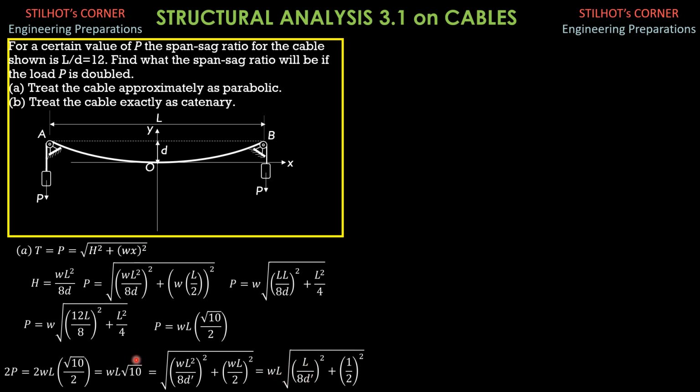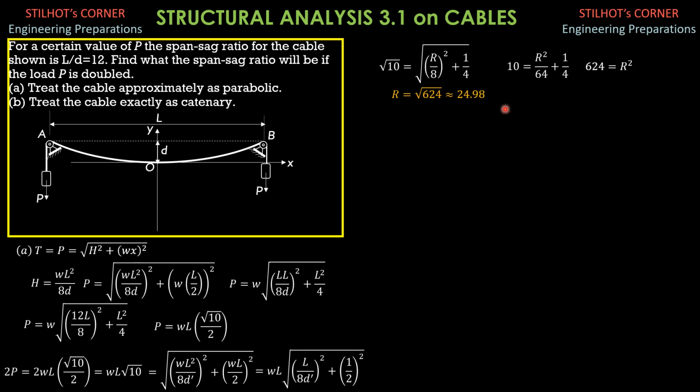We can cancel WL. So square root of 10 equals square root of R over 8 quantity square plus 1/4. Squaring both sides, so 10 equals R square over 64 plus 1/4. Then R square can now be computed. 10 minus 1/4, then times 64. So 624 equals R square. Finally, R is square root of 624, and approximately that is 24.98.